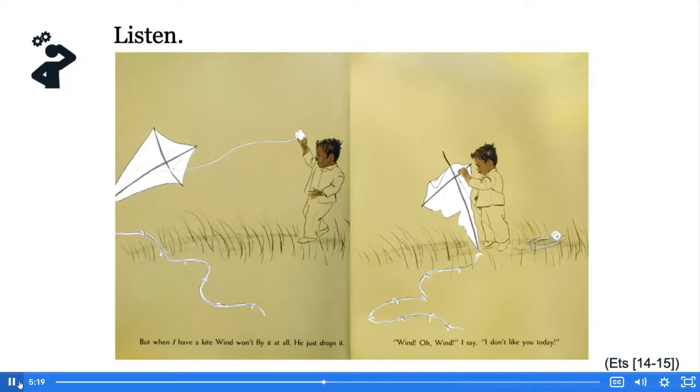But when I have a kite, wind won't fly it at all. He just drops it. Wind, oh wind, I say, I don't like you today.